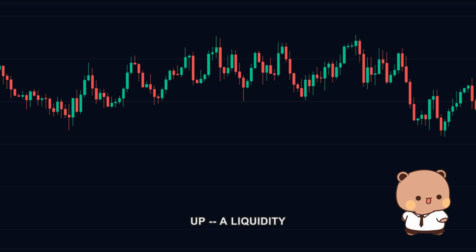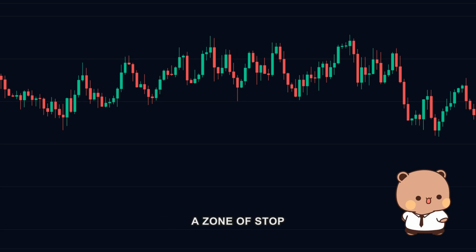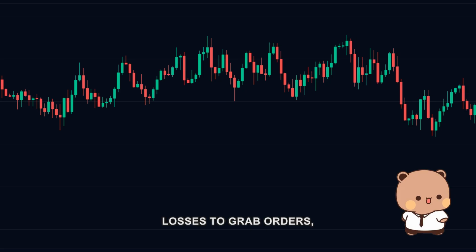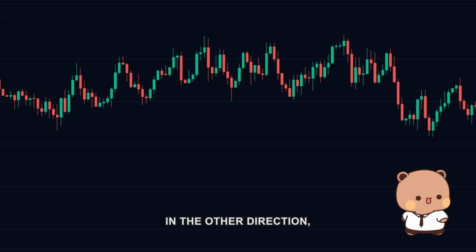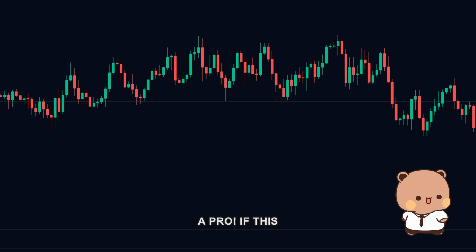So, to wrap it up, a liquidity sweep is when big players push price into a zone of stop losses to grab orders, and then reverse hard in the other direction. And now, you know how to spot it and trade it like a pro.